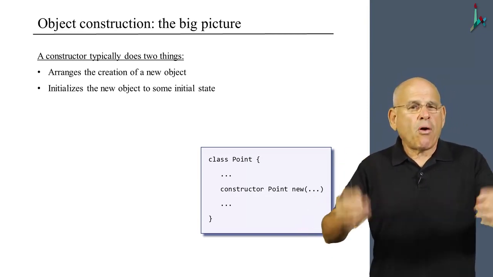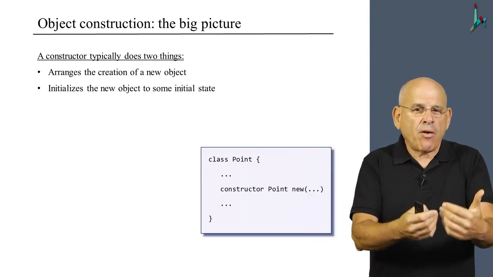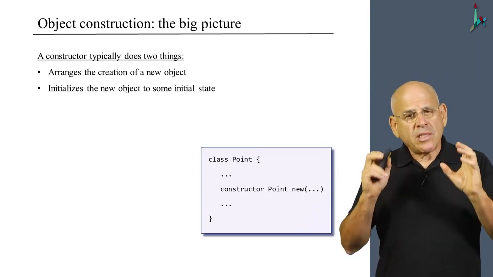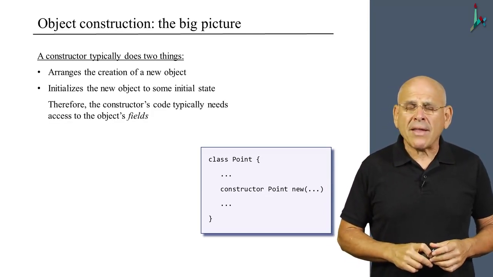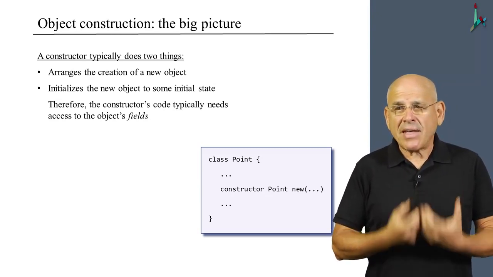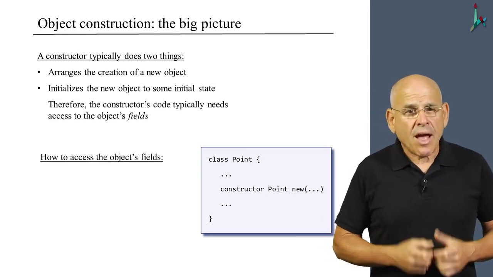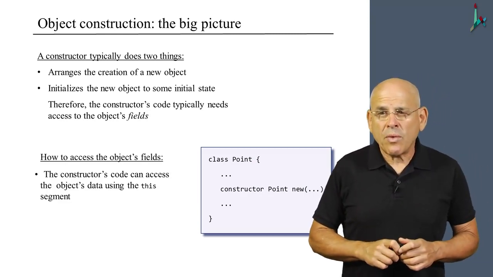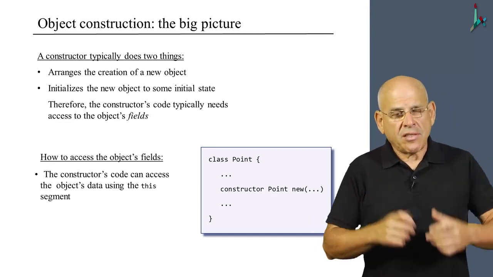When you say new Point(2, 3), you expect the x property of the point to be set to 2 and the y property to be set to 3. So the constructor is responsible for doing these initialization tasks. With that in mind, the constructor must have access to the object's fields. How can we do it? How can we access the object fields? Well, we talked about it in the previous unit, right? We can access the object fields by accessing the this virtual segment.